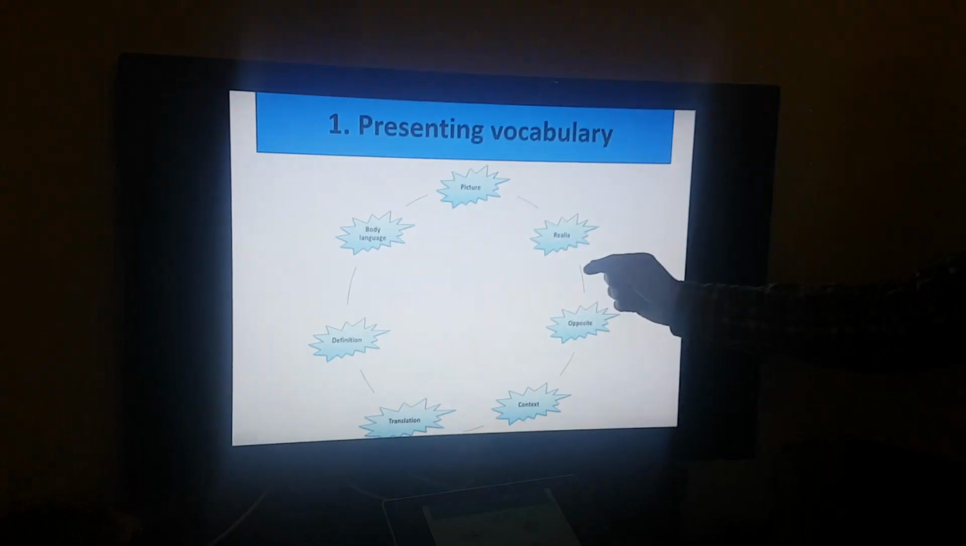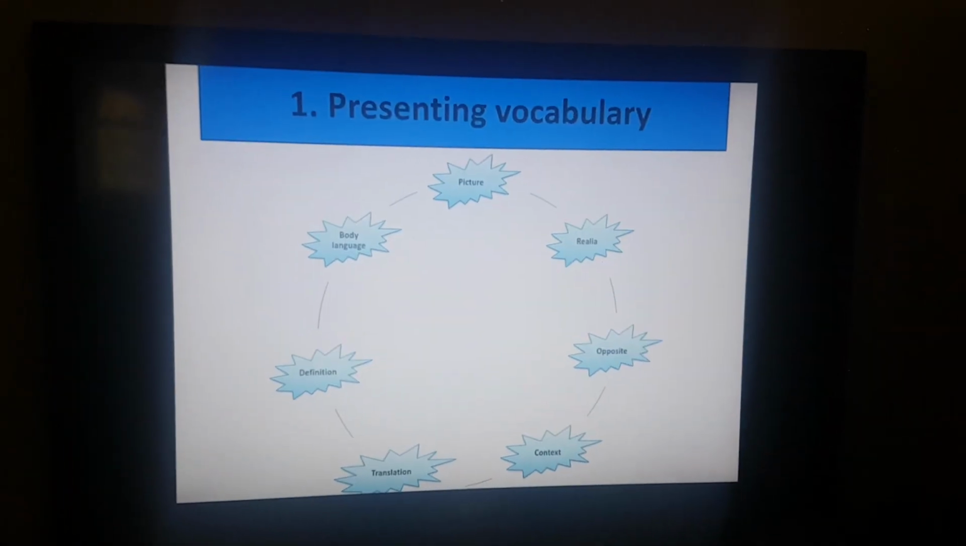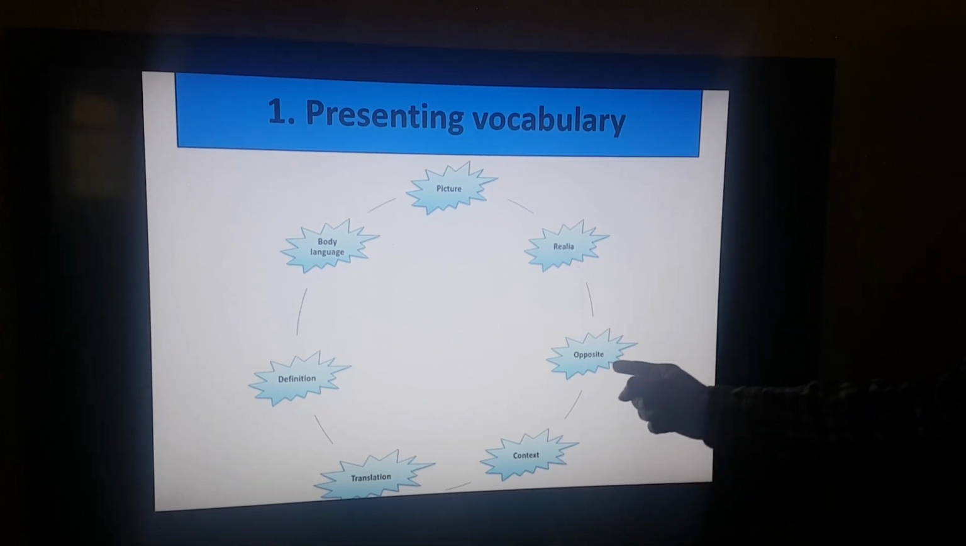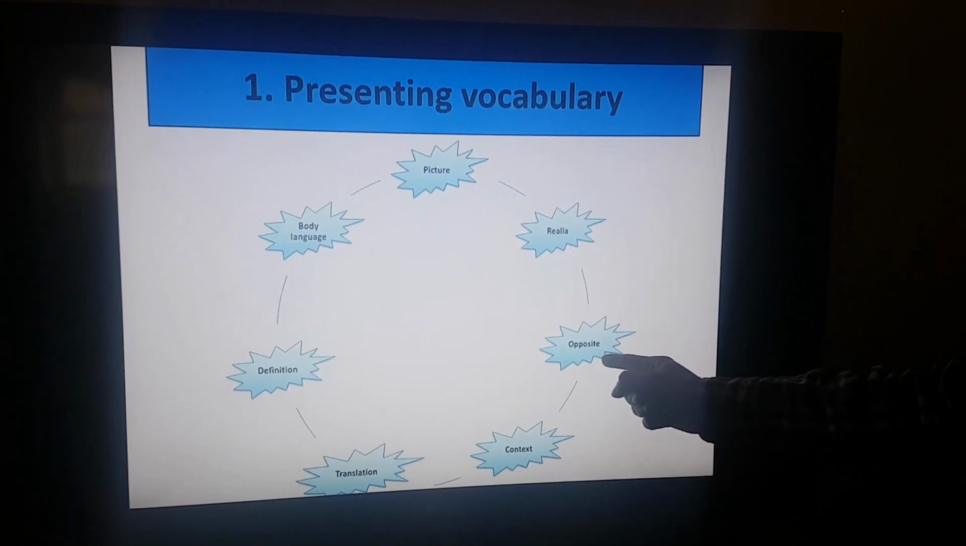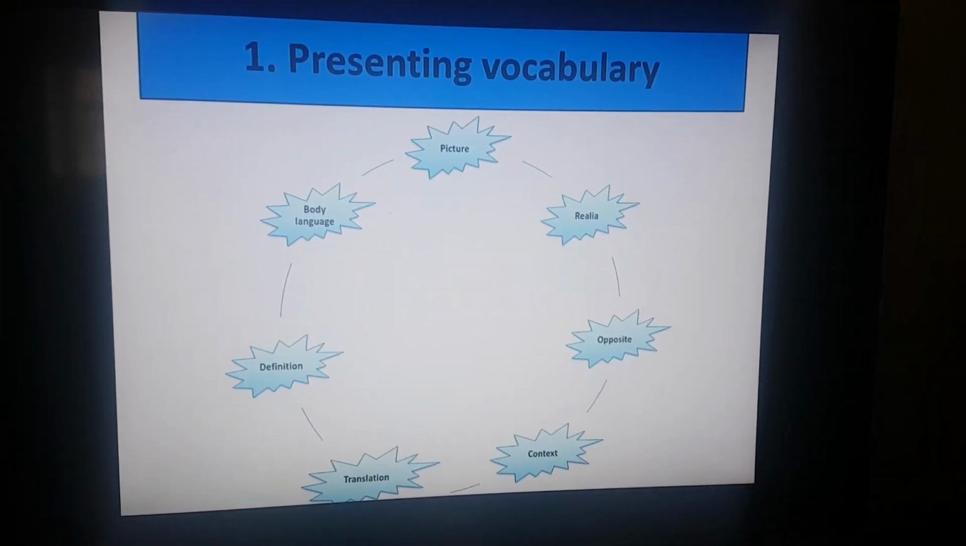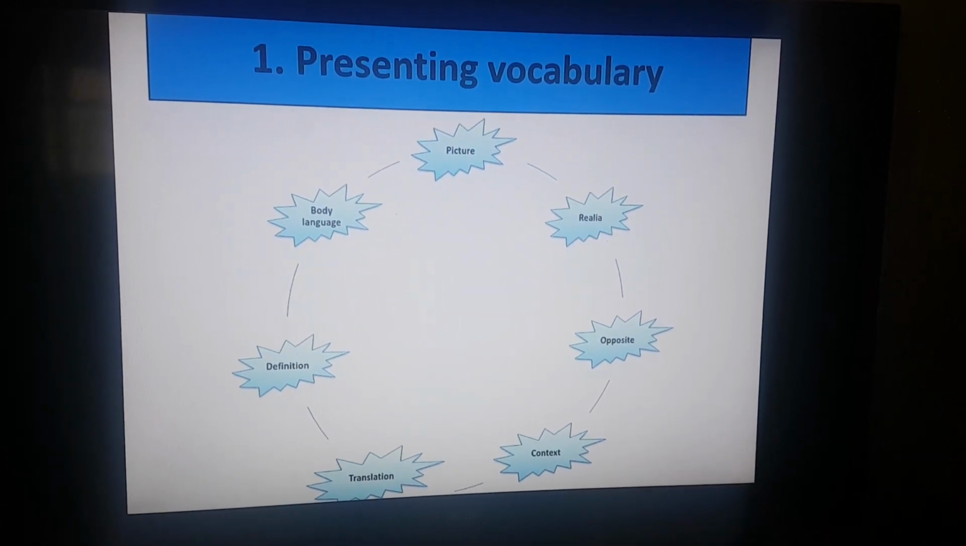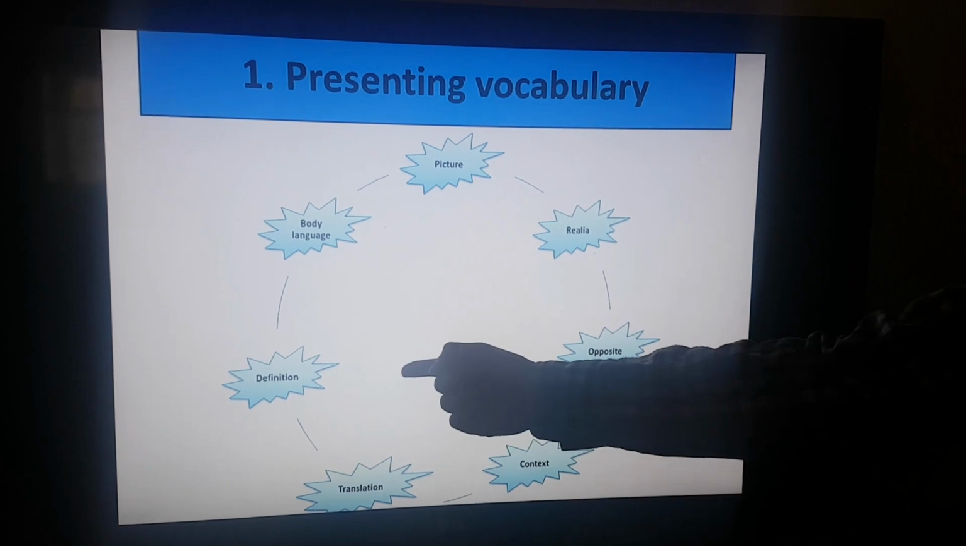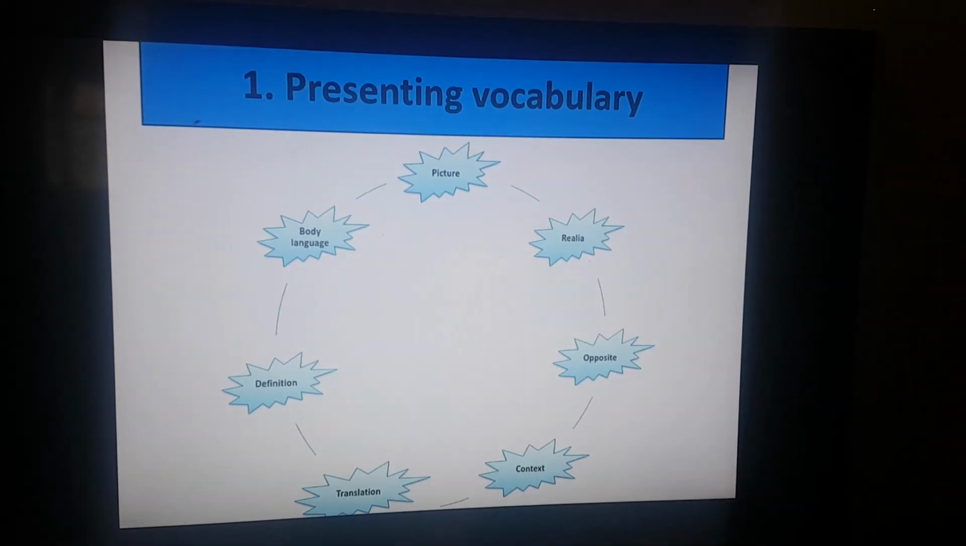So we can present vocabulary using pictures, a picture. We can use realia. We can choose the opposite technique. We can create a context, a text. We can use translation. We can give a definition. We can use our body language.